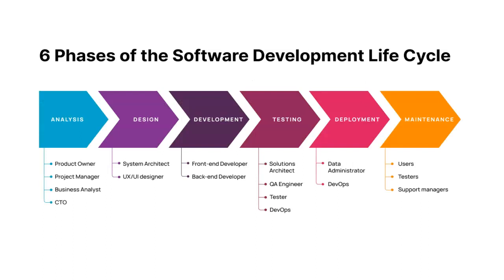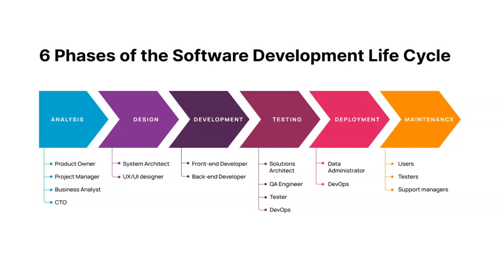So finally, we have 6 phases of software. As I told, we are going to do some task, and that task is going to have some steps. So what are the steps now? We call them the 6 phases of the software development life cycle. The 6 phases are analysis, design, development, testing, deployment, and maintenance.